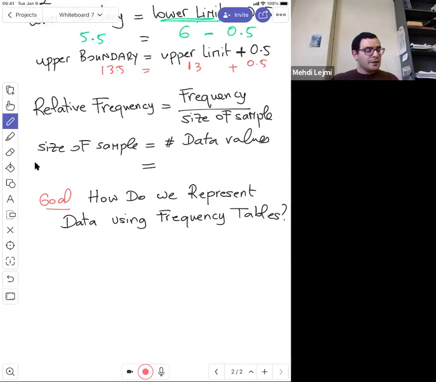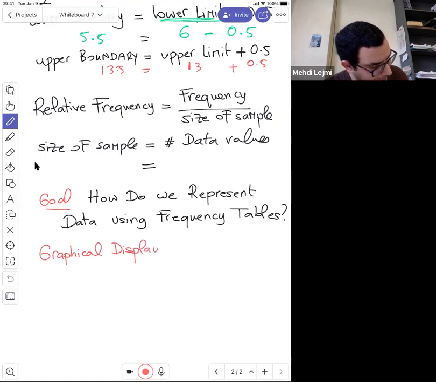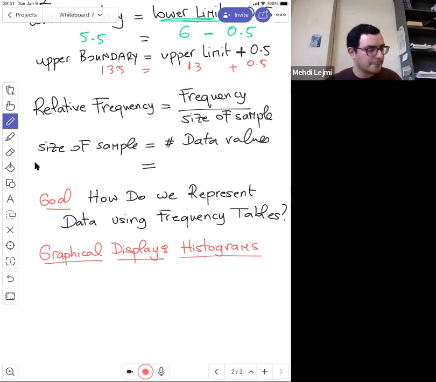Okay, so actually there are different ways to represent the data. We're going to start with the histograms. This is a graphical display. So we're going to discuss histograms first. And as I said, this can be very useful in real life, right?